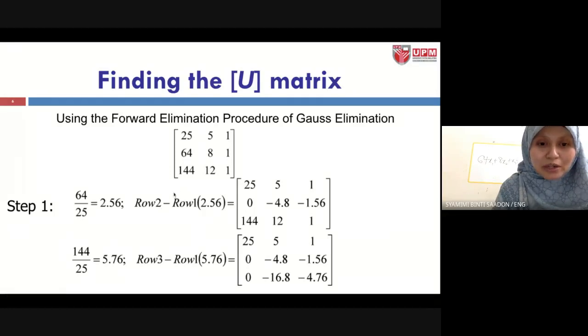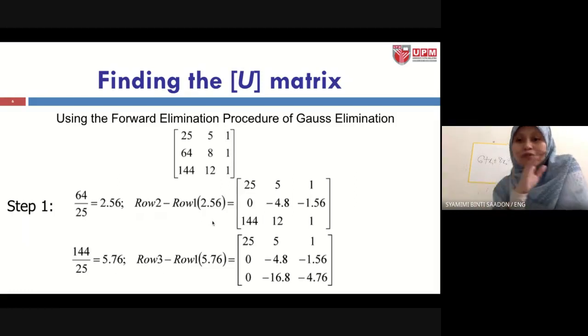So we have achieved a 0 for 64 here. Then you do the same for 8 in row 2: 8 minus 5 from row 1 multiplied by 2.56. The only things that change are the components of row 2 and row 1. The 2.56 is like a coefficient, so the values for the rest of the row stay the same. You don't need to divide 8 by 5. That's how you get minus 4.8 and minus 1.56.